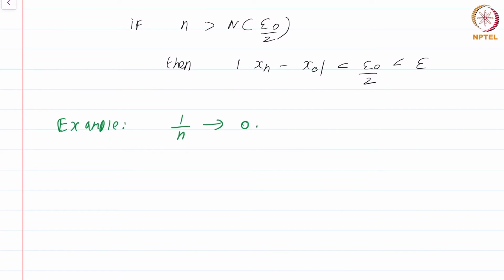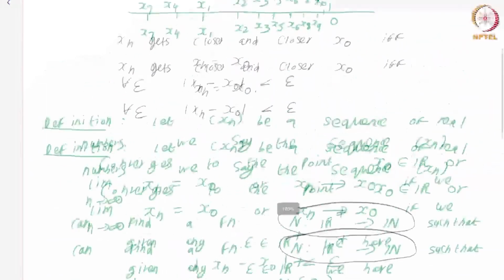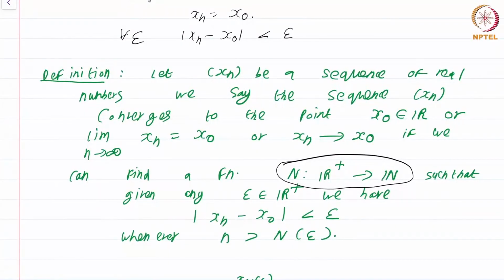What should we do to show that 1 by n converges to 0? Let's display the definition again. You're given this sequence xn. Now the sequence is 1 by n. We have to find x naught, but x naught is also given to us, 0. We have to show that given any epsilon in R plus, we have mod xn minus x naught less than epsilon whenever n greater than N of epsilon. As you would have realized by now, the heart of the matter is finding out what this N function is. So this N from R plus to the natural numbers is the key. How do we find this function?